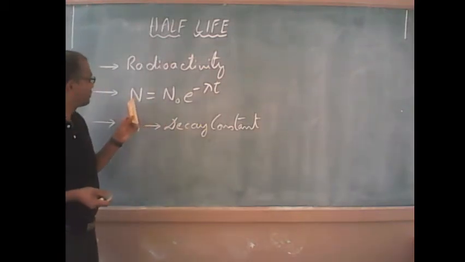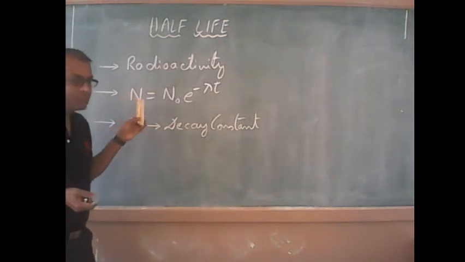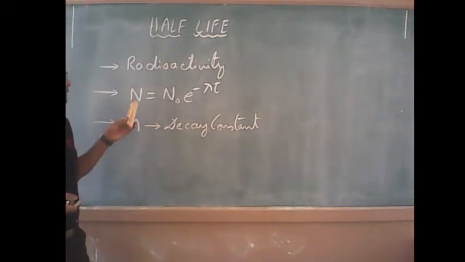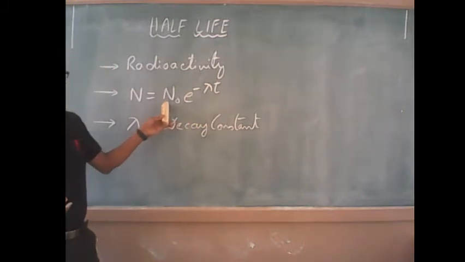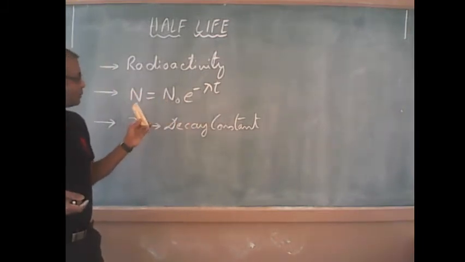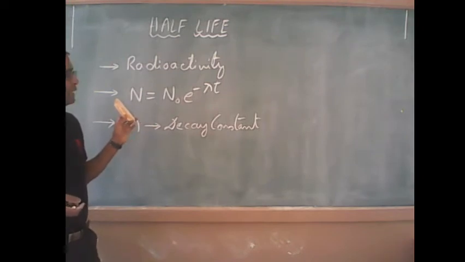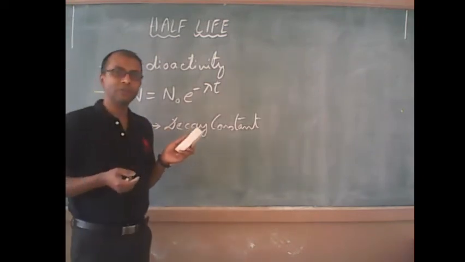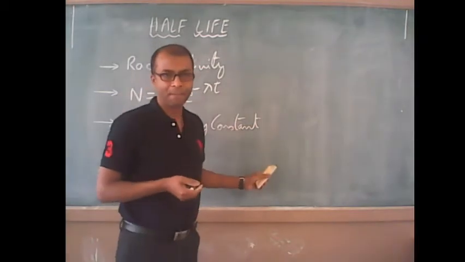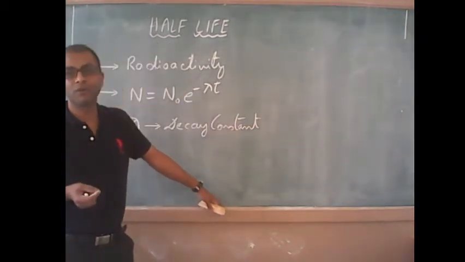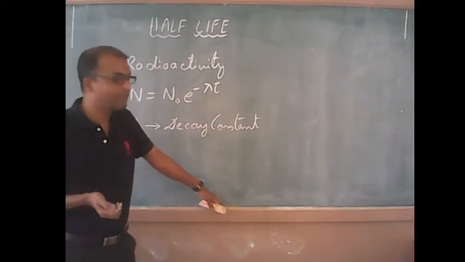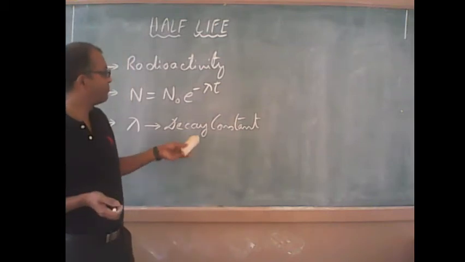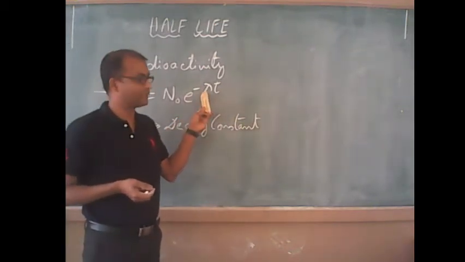The number of atoms of a radioactive substance or element at any instant of time t is given by N, that is equal to N naught e to the power minus lambda t, where N naught is the initial number of atoms present. So with time, the number of atoms keeps on decreasing. As I told you, this decay is characteristic of the element. So if we want to compare the rate of decay of different radioactive elements, the parameter that we have in our hands is the radioactive decay constant.